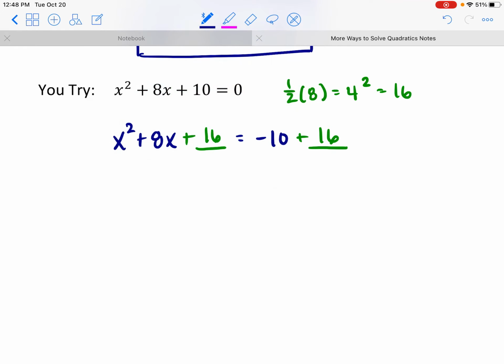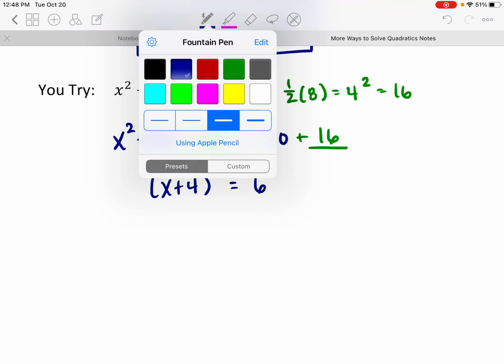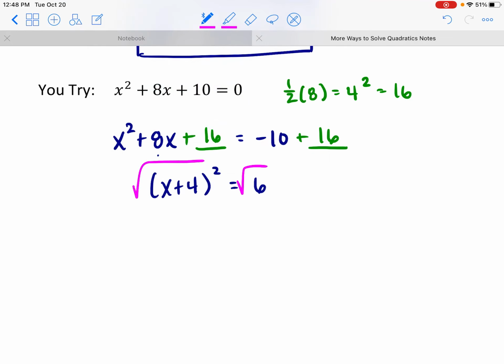So on the left here, factors of 16 that make 8 would be 4 and 4. Makes sense, right? We're going to split those up. This is going to factor into x plus 4 squared. And then on the other side, the negative 10 and the positive 16 gives me a 6. Now I can square root. That gives me x plus 4 equal to plus or minus radical 6. Does not break down. And then I'm going to subtract the 4 over. So x is equal to negative 4 plus radical 6 and negative 4 minus radical 6. Those would be my exact solutions.